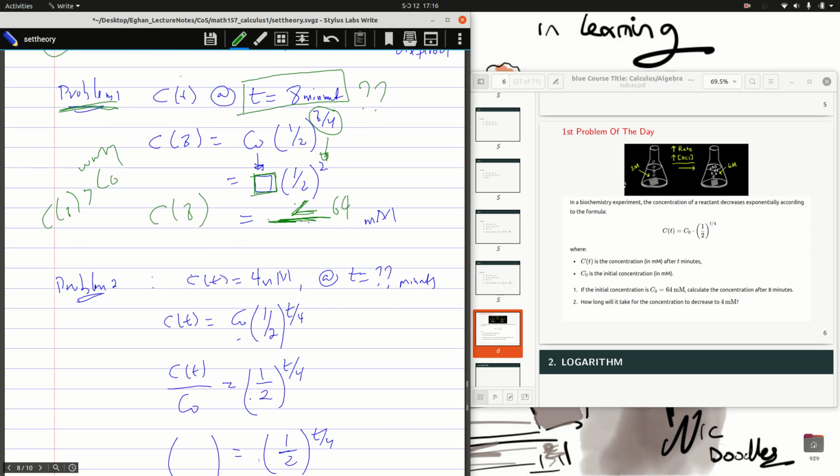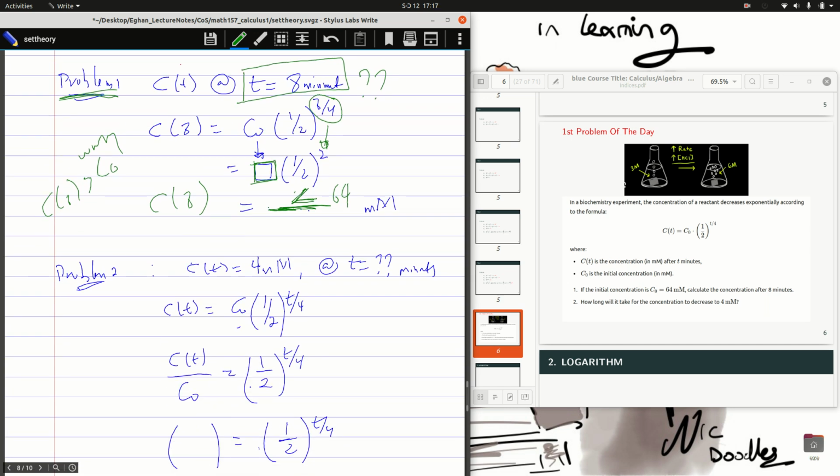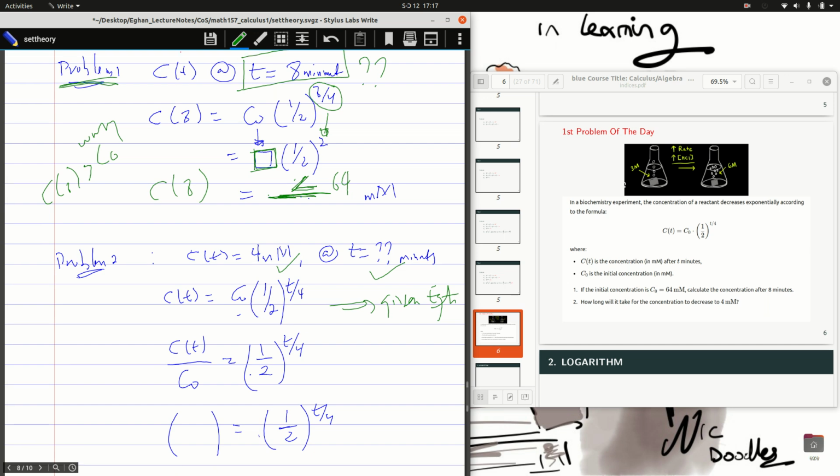Then problem 2 says, how long would it take for the concentration to decrease to 4? It means that now CT is given as 4, but we are looking for the time in minutes. What is T? I go back and I write my given equation. If I want to solve for T, the first thing would be to divide through by C naught, and that is what I have here.